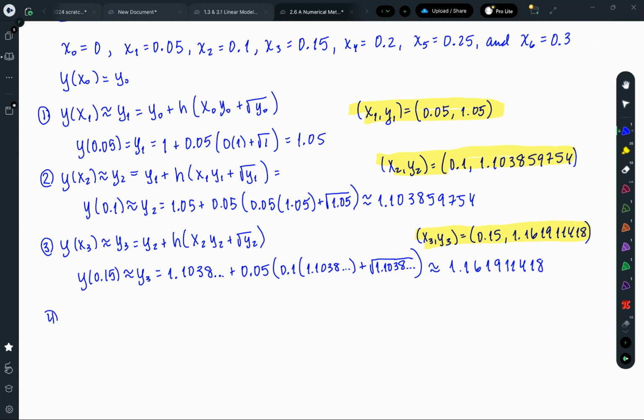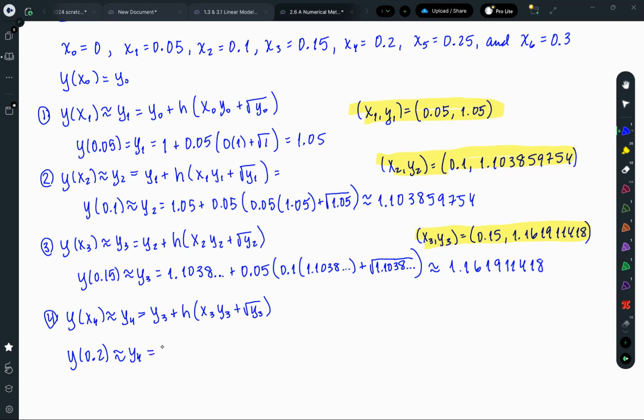Step 4, we're looking at y of x4, which is approximately y4, which will be calculated in terms of x3 and y3. So we get y3 plus h times x3 times y3 plus the square root of y3. x4 is equal to 0.2, so we're getting closer to our final calculation. Y of 0.2 will be approximately the y4 value.